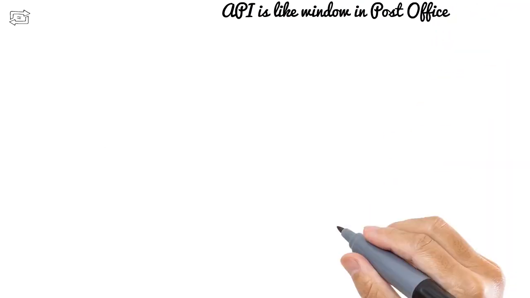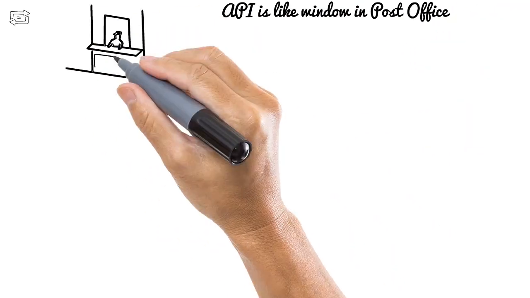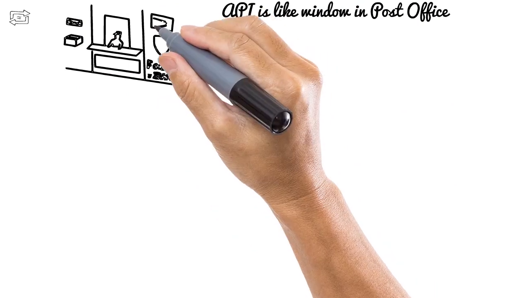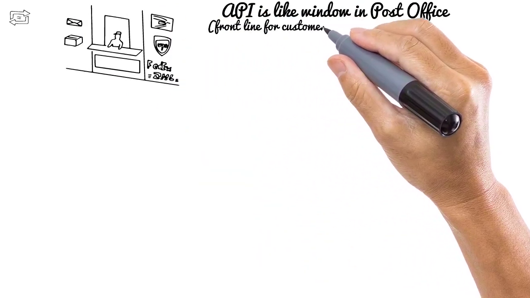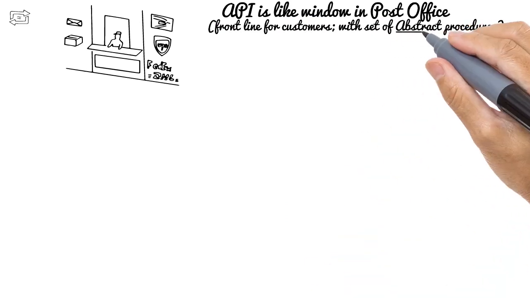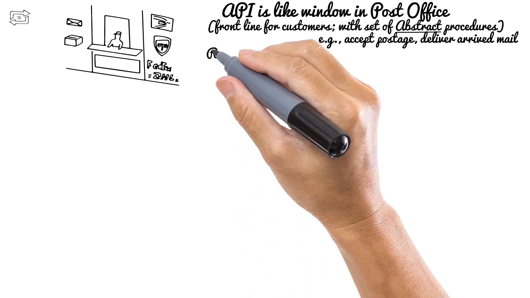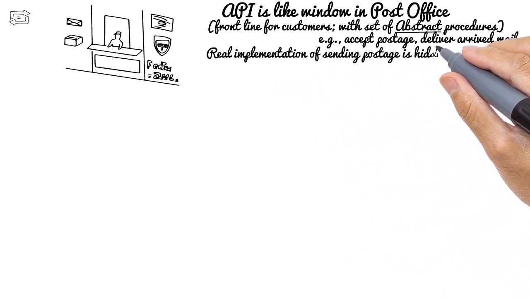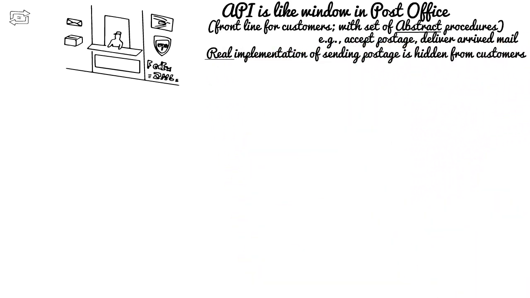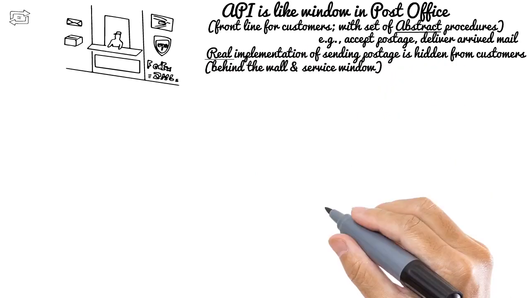You can imagine for simplicity that your API is like a window in a Postal Service Center, where some postman works and accepts postal envelopes and boxes for further sending. It's like a front line to talk to the customer, with abstract procedures, like accepting different types of postage, regular, priority, express envelopes and boxes, measuring weight and size when needed, receiving payments, or, in contrary, delivering arrived mailings. The actual real implementation of sending postage is hidden from customers. Once an envelope or box has crossed the service window, the implementation is hidden behind the wall.